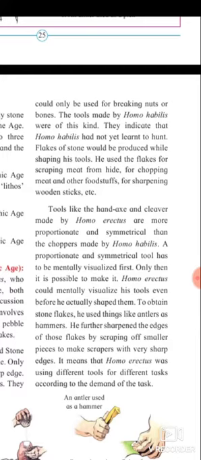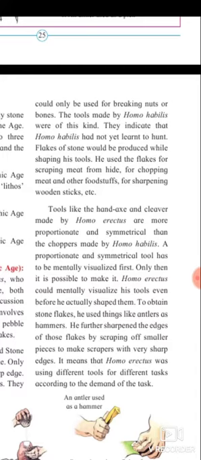They indicate that Homo habilis had not yet learned to hunt. Flakes of stone would be produced while shaping his tools. He used the flakes for separating meat from hide, for chopping meat and other foodstuffs, for sharpening wooden sticks, etc.